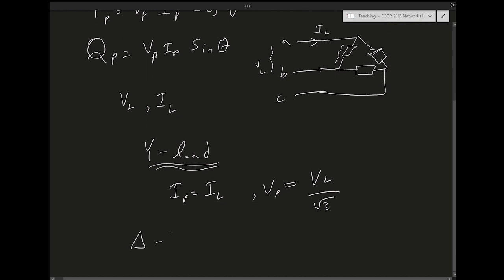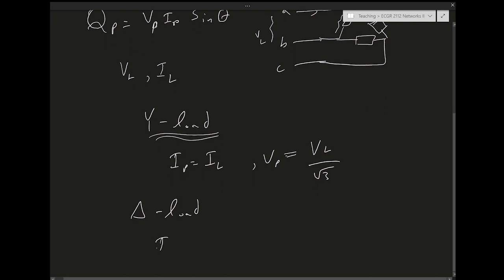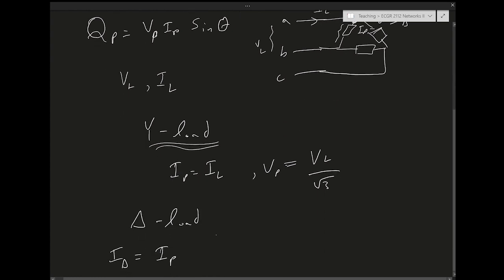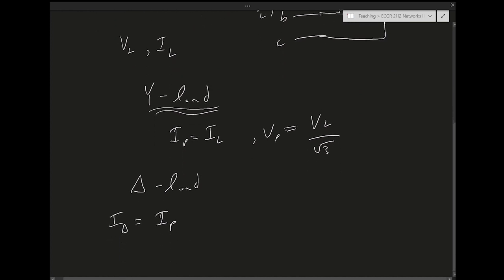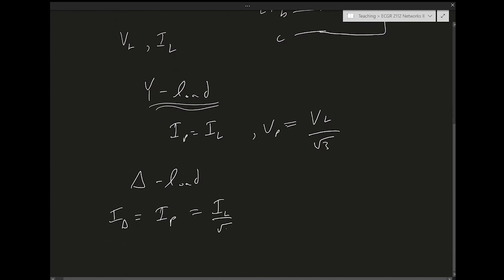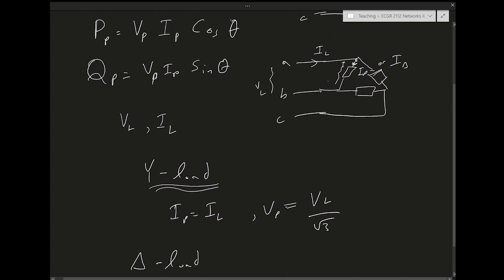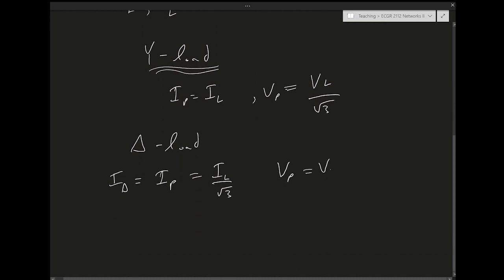And then for the delta load, the phase current, which is equal to the I delta in this case, because those are the phases of a delta connection, right? So the phase current going here, this is IP or I delta. We derived that in the last lecture. That equals IL divided by square root of 3. And then VP in this case, the voltage across the phase here, is equal to VL, the line voltage.